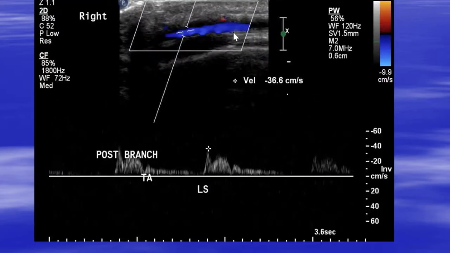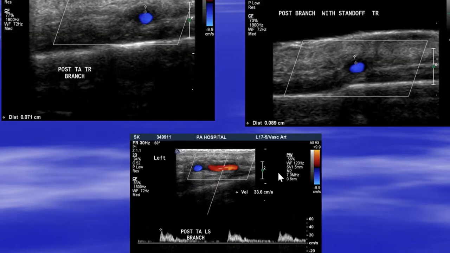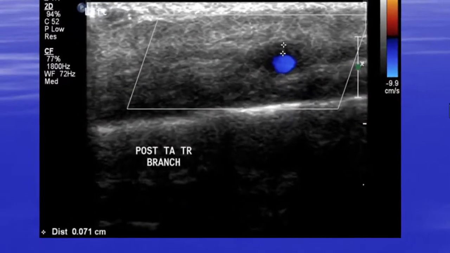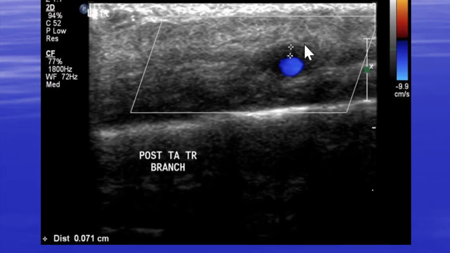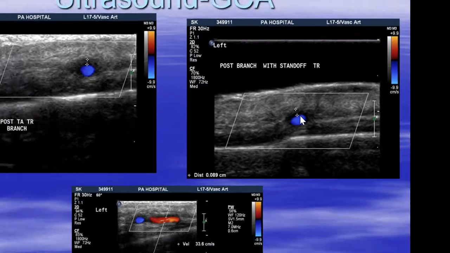After we've examined the main artery, then we go and look at our posterior and anterior branches. So you can see here's the posterior branch. We generally follow it up this way up to the parietal area. And you can see this is an abnormal one again, quite high resistance flow, no end diastole. Here are our posterior branches, one with the standoff, one without the standoff, just showing you the difference.